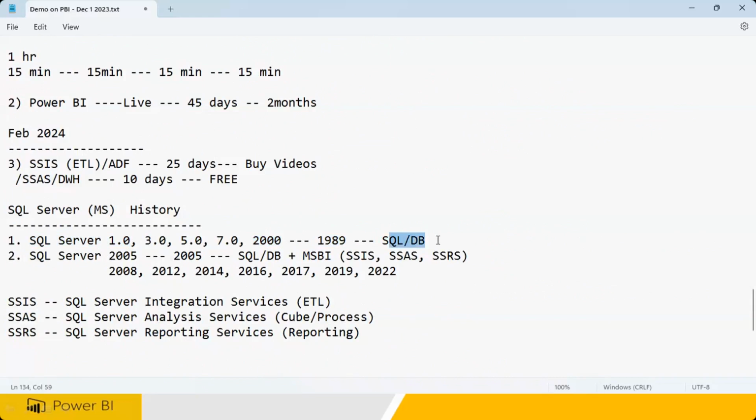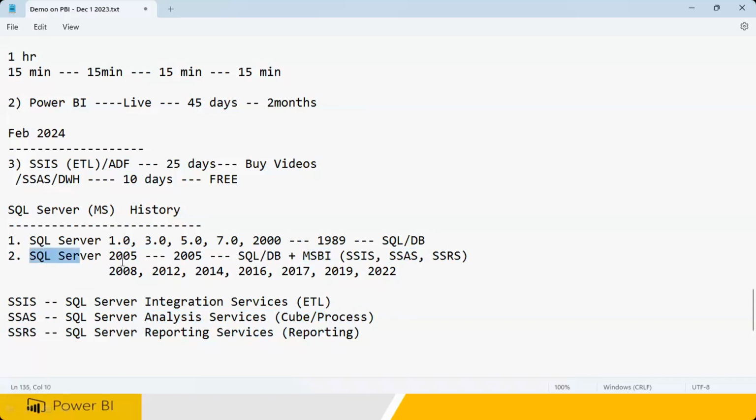It can store unlimited data, but the story changed in the year 2005. Microsoft added MSBI into this. These three tools got added. What is SSIS? SS means SQL Server Integration Services, called an ETL tool. SQL Server Analysis Services, that is SSAS, is for cubes and processing. SSRS is called reporting services. So in 2005, almost 18 years back, Microsoft added MSBI in SQL Server.